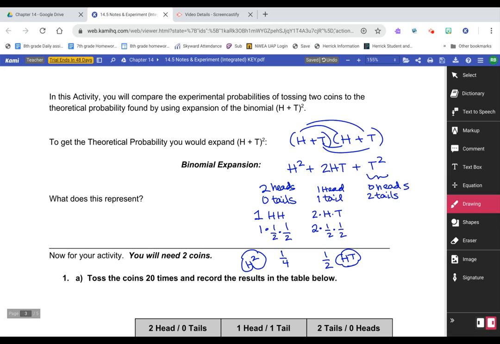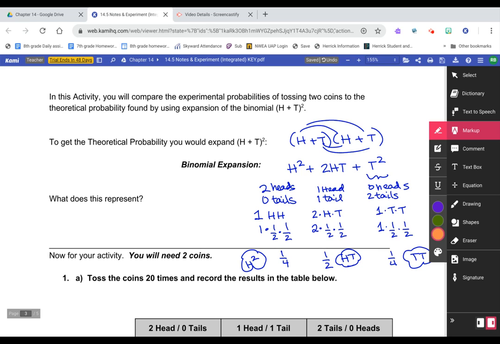And then the last one, if we have 1 times t, because that's t squared, it'd be 1 times, to get a tails, it's 1/2 chance. To get a tails, it's 1 out of 2. Multiply this, we get 1/4 the probability of getting 2 tails. Okay, that is the theoretical probability, and you're going to refer back to this when you're doing your experiment.